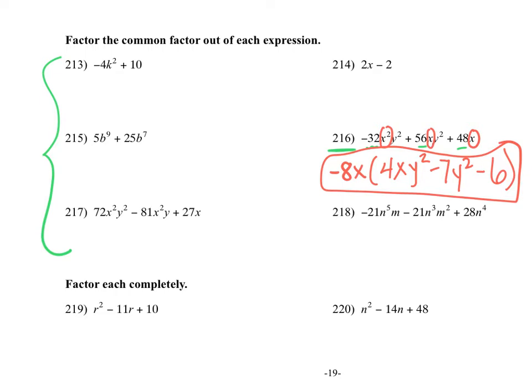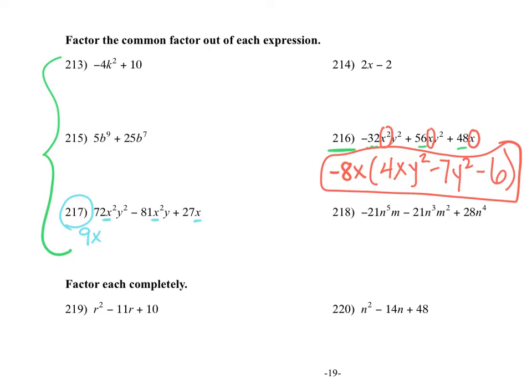I'm going to try to do 217. So I'm going to check with my calculator if 72 is divisible by 9. Yep, and 81 is also divisible by 9. So let's start with a 9. So I'm going to pull out a 9. I'm going to pull out 1x because I have an x squared, and just 1. So the biggest x I can pull from all three is 1.